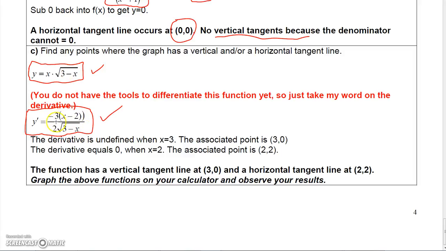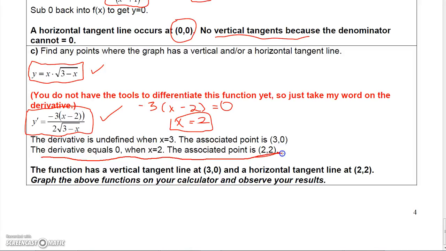So now let's focus on the derivative. Like I said before, the only way that you can get a horizontal tangent line is if the derivative is 0. And since the derivative is a quotient, the only way it can be 0 is if the numerator is 0 and the denominator is not 0. So the only way this could be 0 would be when x is 2. Now I know that we're going to get a horizontal tangent line at x equals 2. And if I want the y value, just go back in here, plug 2 in here, and you'll get 2 times the square root of 1, which is 2. So the point is (2, 2), and we get a horizontal tangent line at the point (2, 2).